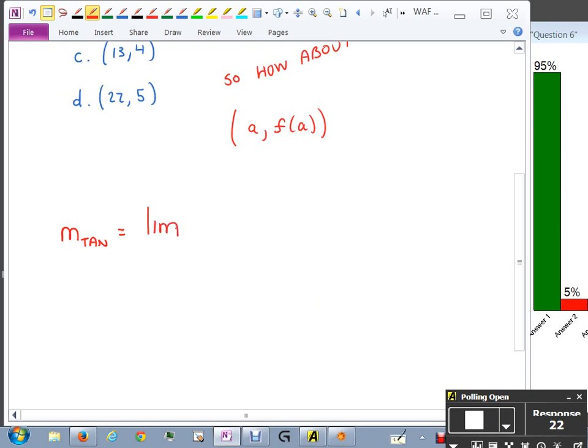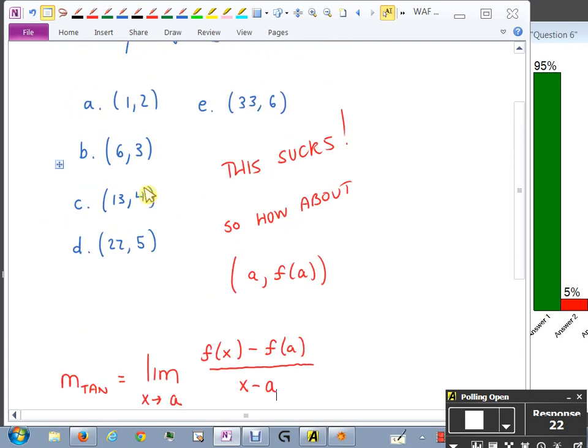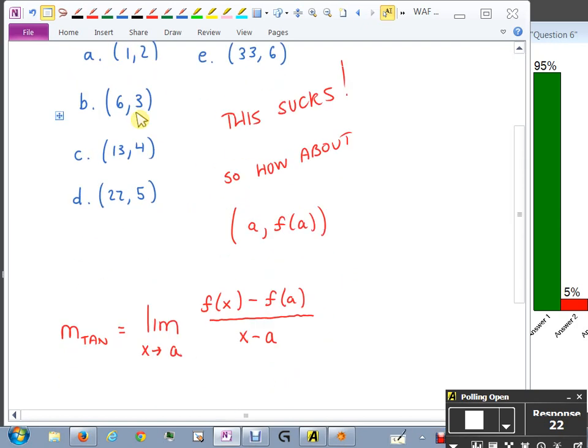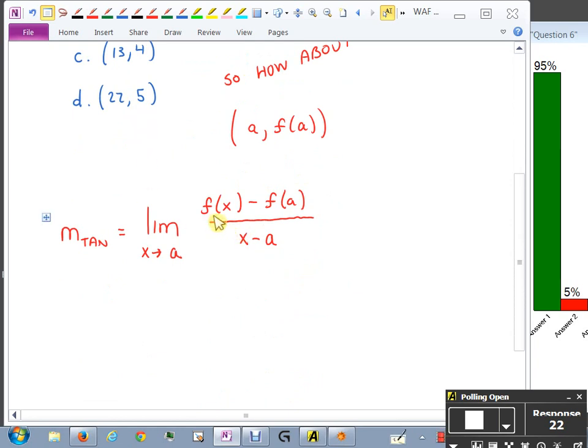Limit, right? X approaches what? A of f of x minus f of A, because I'm not telling you what A is, all over x minus A. Yes? That's the definition of the slope of the tangent line. The only thing that you know in this problem, though, is what f is, right? And you know what this function is. By the way, the y is replaced with f of x, right? That's okay? All right. So I can actually tell you what f of x is, and I can actually tell you what f of A is.